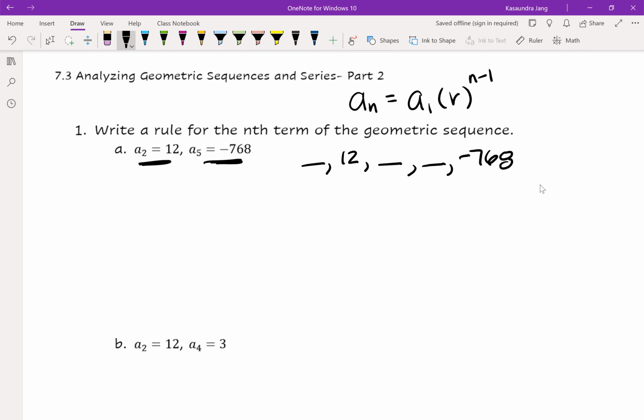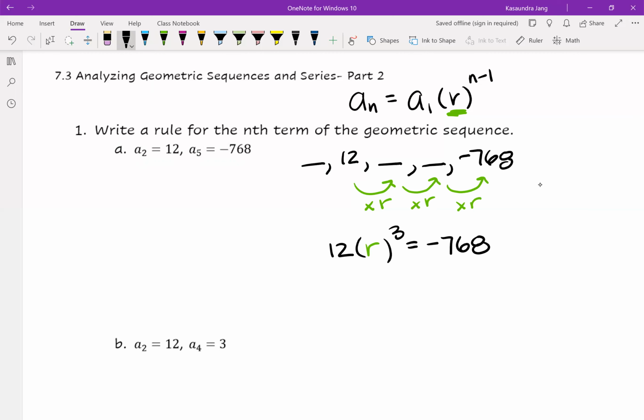I think I'm going to find the ratio first. So this common ratio is what I multiply by every time. So I should take 12, multiply by the R once, multiply by the R twice. I would have to multiply by that R 3 times to get the negative 768. So let's do a little formula here: 12 times whatever that ratio is. So I'd have to multiply that ratio 3 different times to get the negative 768.